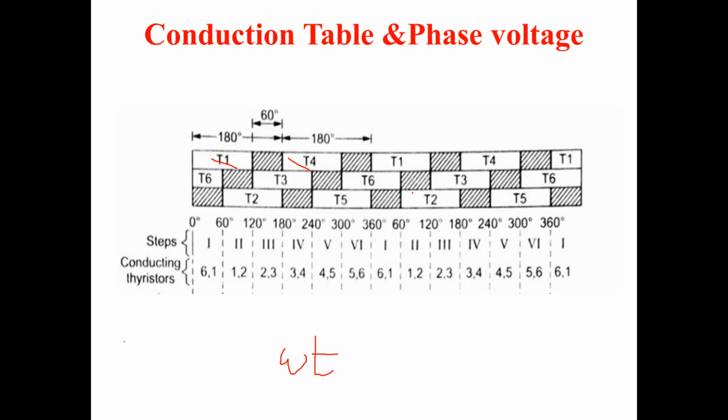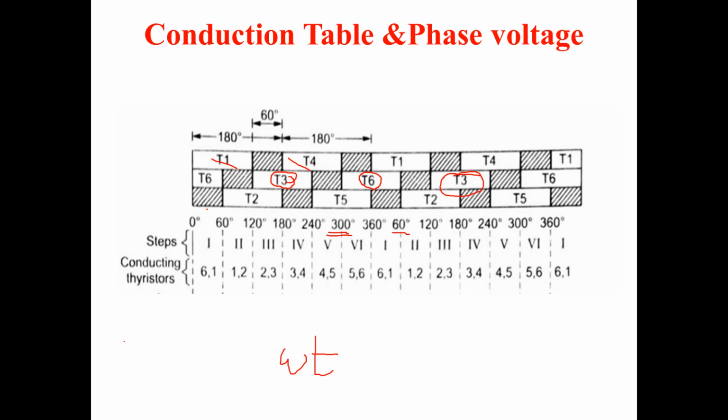So this is the conduction table for step 1, and the second row. T3 will be on and omega will be 120 degrees, which conducts for 120 degrees, and then 60 degrees will elapse between T3 and T6. So omega will be 300, and here T6 will be in the on condition. So T3 will be on.